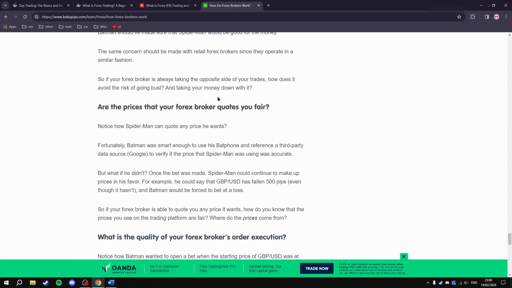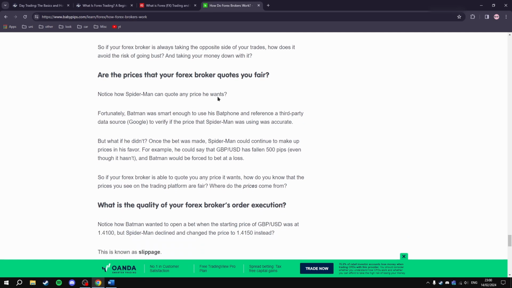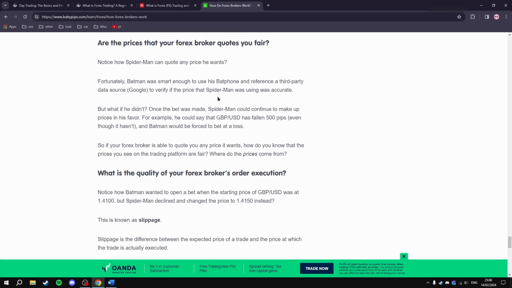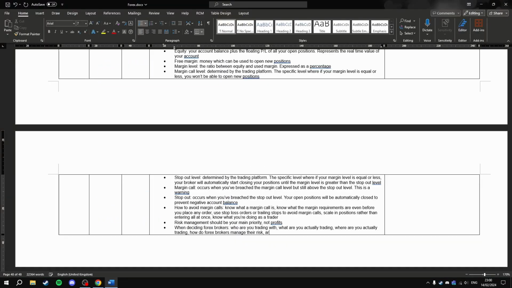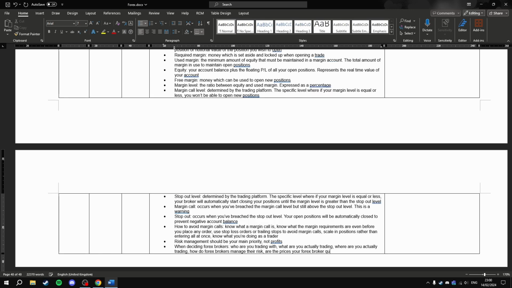The same concern should be made with retail Forex brokers since they operate in a similar fashion. So if your Forex broker is always taking the opposite side of your trades, how does it avoid the risk of going bust and taking your money down with it? Are the prices that your Forex broker quotes you fair?